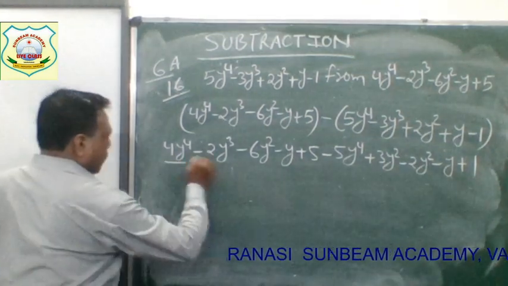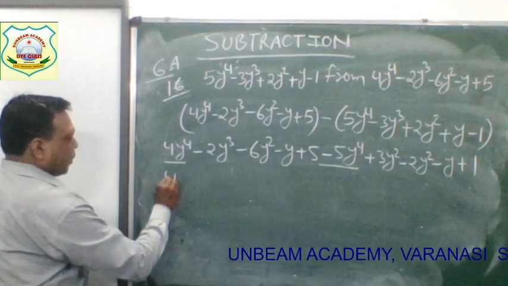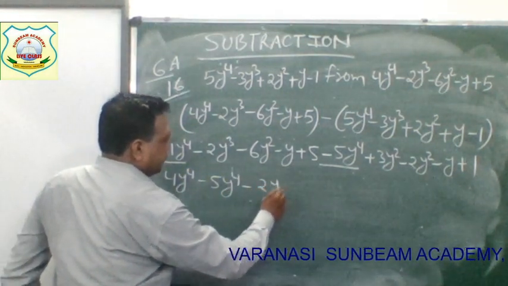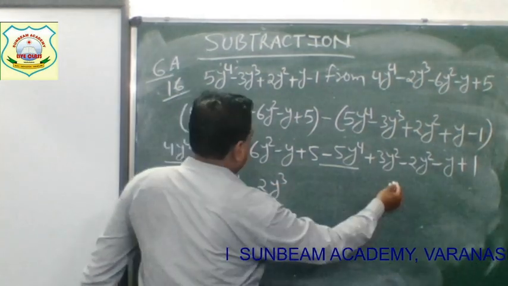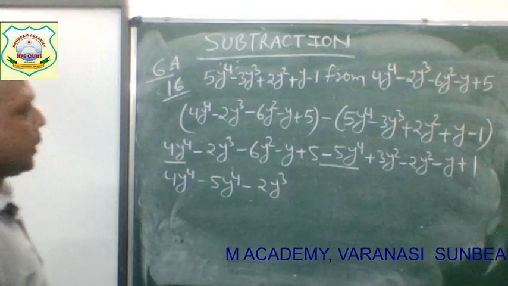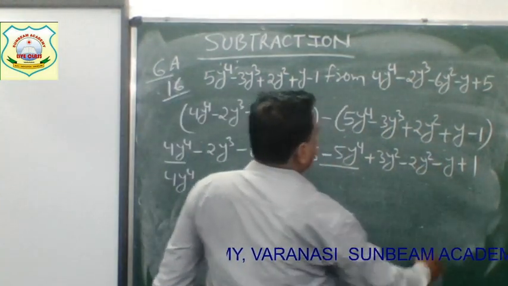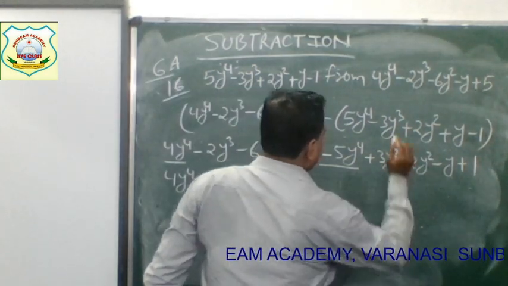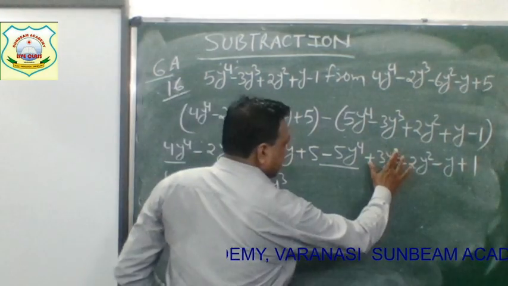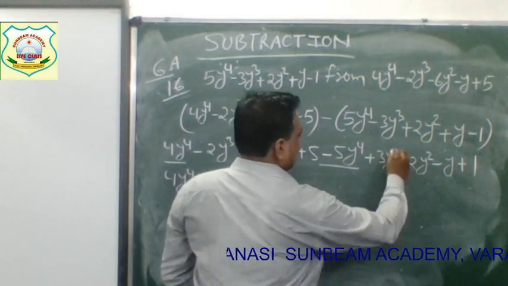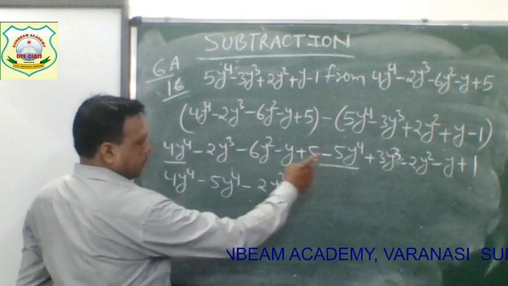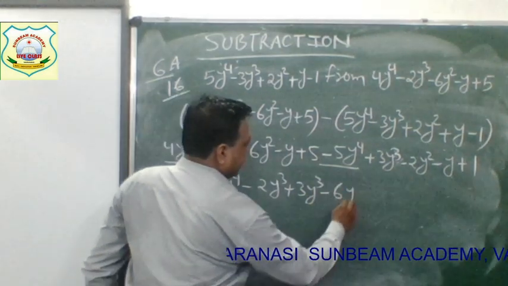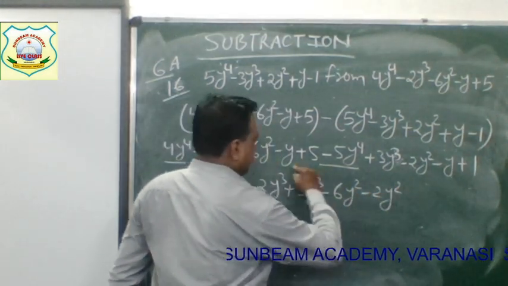Now any place where you are getting similar like terms? Yes. 4y power 4 and minus 5y power 4. So 4y power 4 minus 5y power 4. Minus 2y cube plus 3y cube, this is the cube form. Minus 6y square, then minus 2y square, minus y.